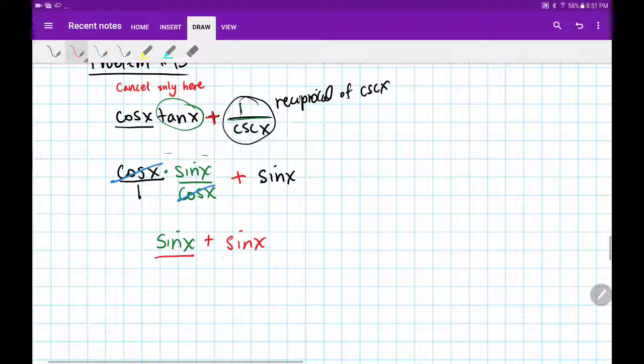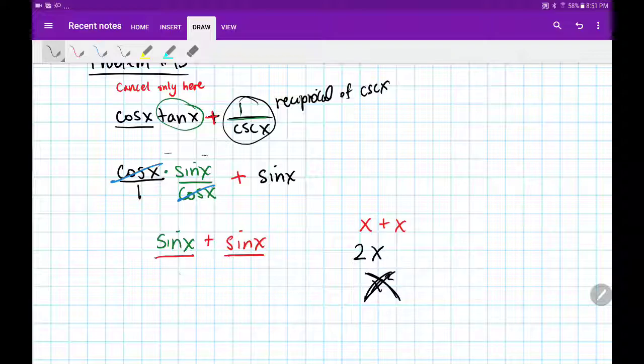Now, if I'm adding sine x plus sine x, this is like when you add in algebra x plus x. The answer is 2x. It's not x squared because we're not multiplying them. So similarly, here let's just combine the like terms. The answer is going to be 2 sine x. Notice the answer is not sine squared because this is not a multiplication symbol. That's a common mistake, to say sine squared. No. Just add them together, combine like terms, and that's our answer.